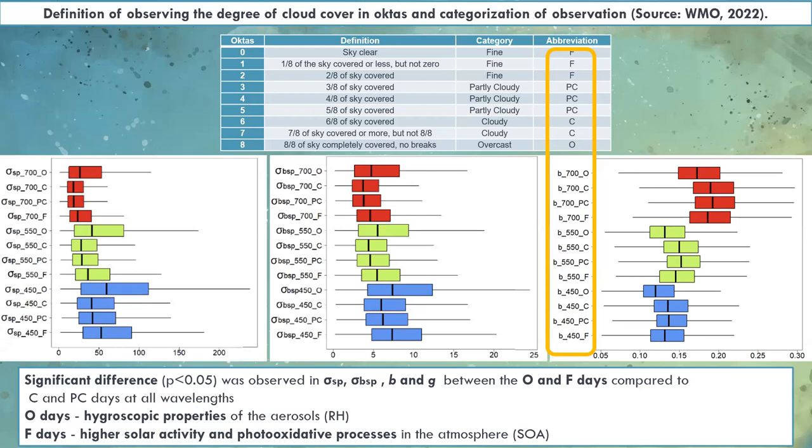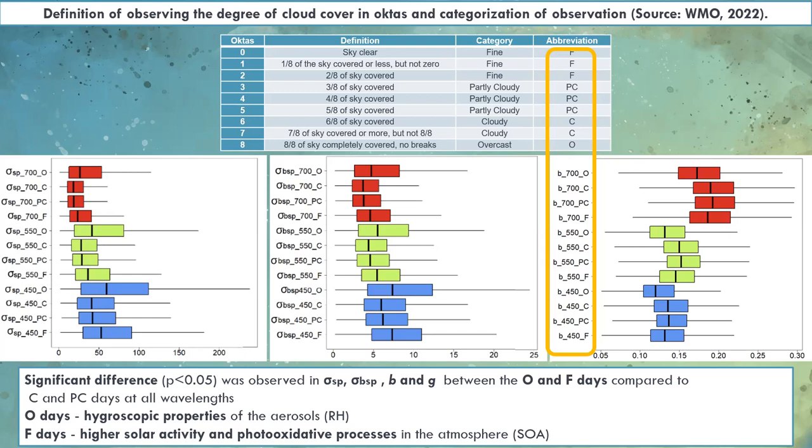Then we also checked the cloud cover and its influence on light scattering. We worked with the definition from WMO 2022, where we divided days into categories: fine days, partly cloudy days, cloudy days, and overcast days. In the first graph, there is the total scattering coefficient, then the backscattering coefficient, and in the third one, the backscattering ratio. As you can see, we again observe an increase of scattering and backscattering, mainly on overcast and fine days compared to cloudy and partly cloudy days.